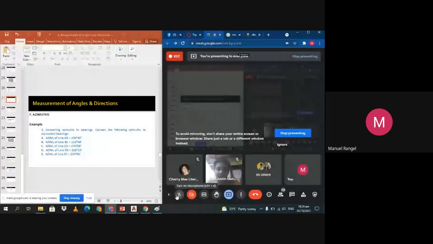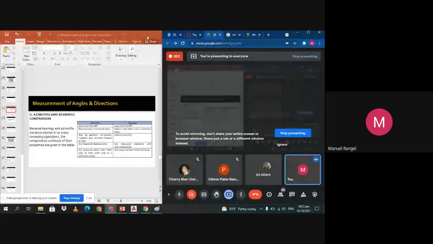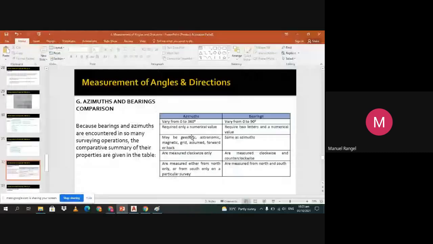Okay, so far so good. So most of you medyo nakuha na rin yun, no? Ang difference sa azimuths and bearings. Okay, proceed to sa next lesson. So azimuths and bearings comparisons.